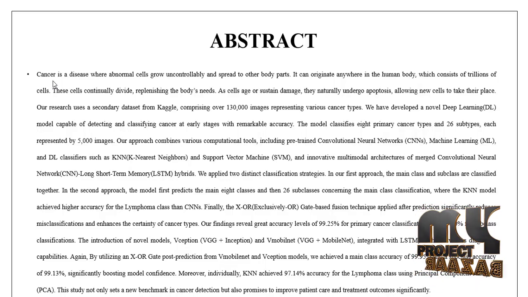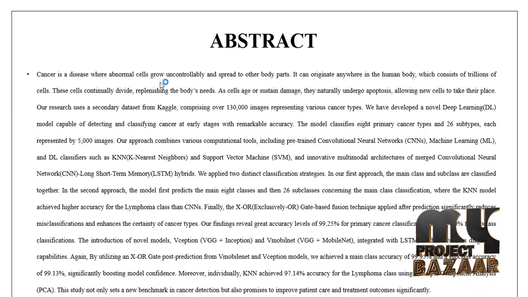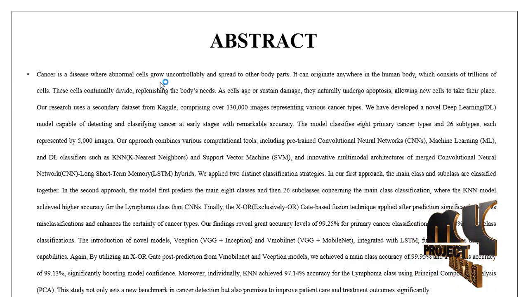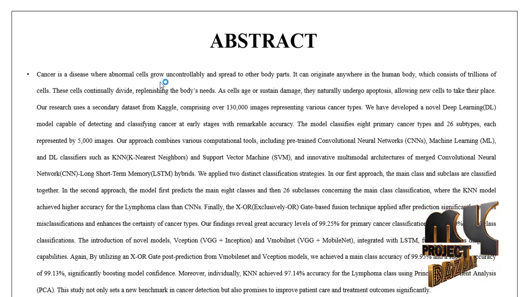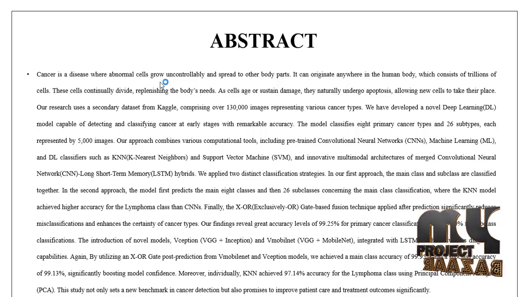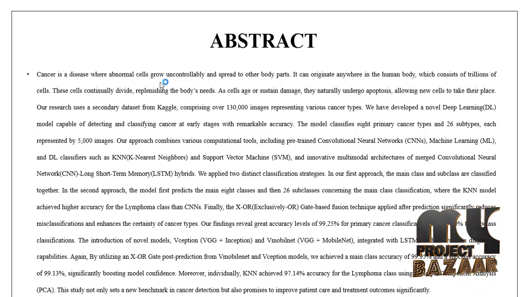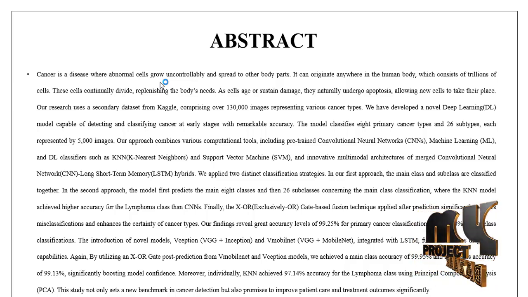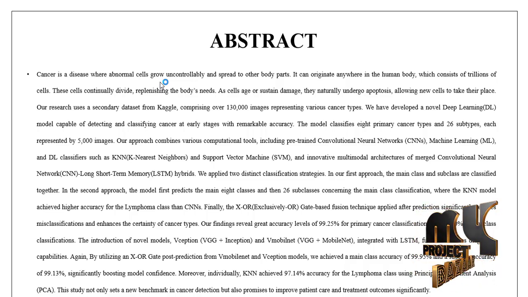Our project abstract: cancer is a disease where abnormal cells grow uncontrollably and spread to other body parts. It can originate anywhere in the human body, which consists of cells. These cells continuously divide as the body needs, and as cells age or suffer certain damage, they naturally die, so new cells take their place.